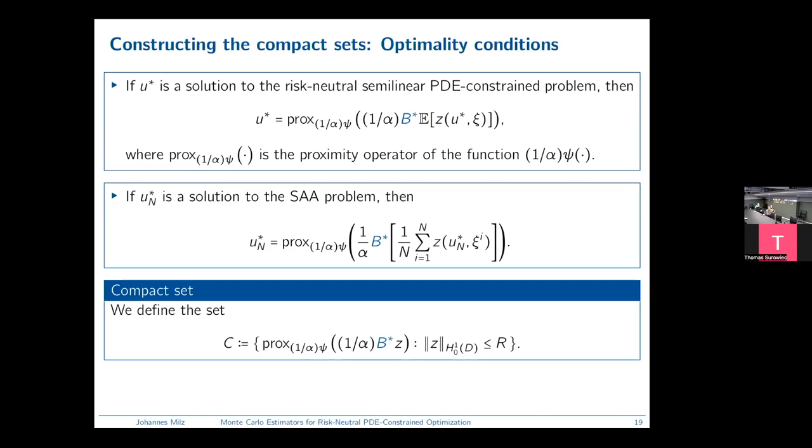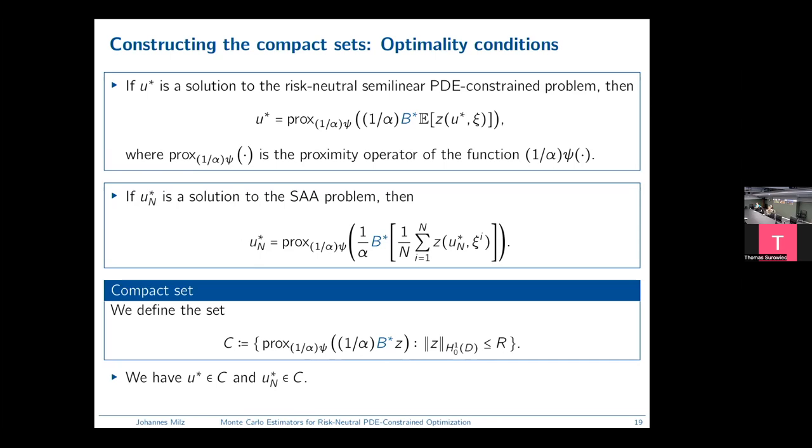And if we have a look at these fixed point type equations and the computations we have done on the previous slide, we know that this expected value here and the sample average are such that its H10 norm is less than or equal to R. So we know that the set contains U star and U N star.